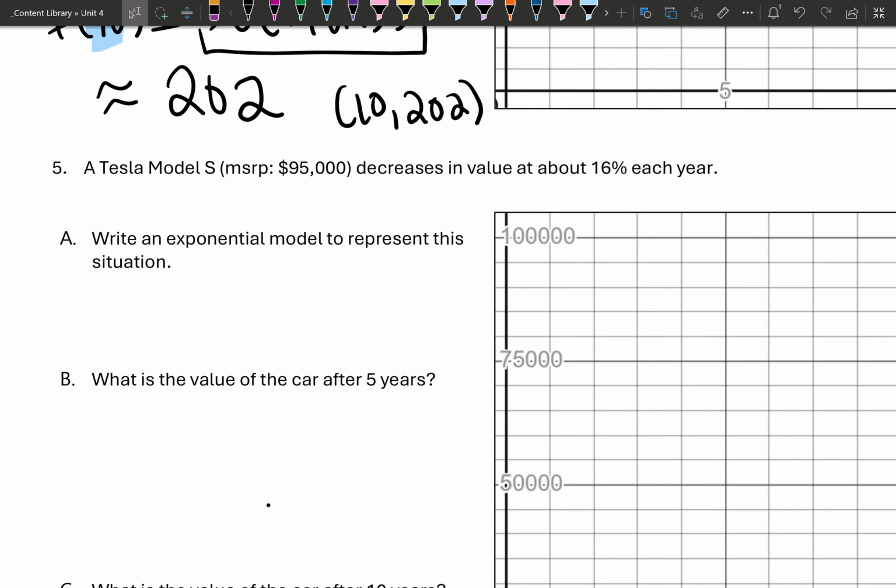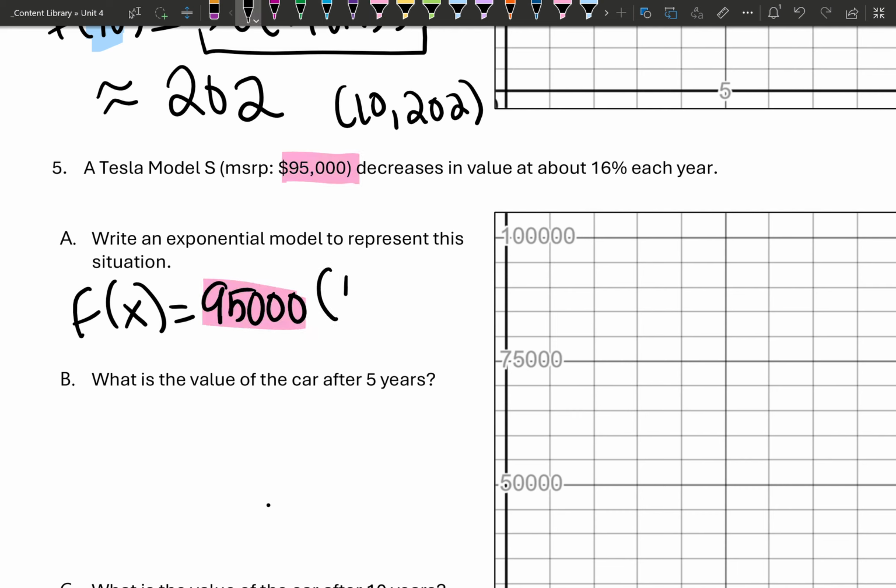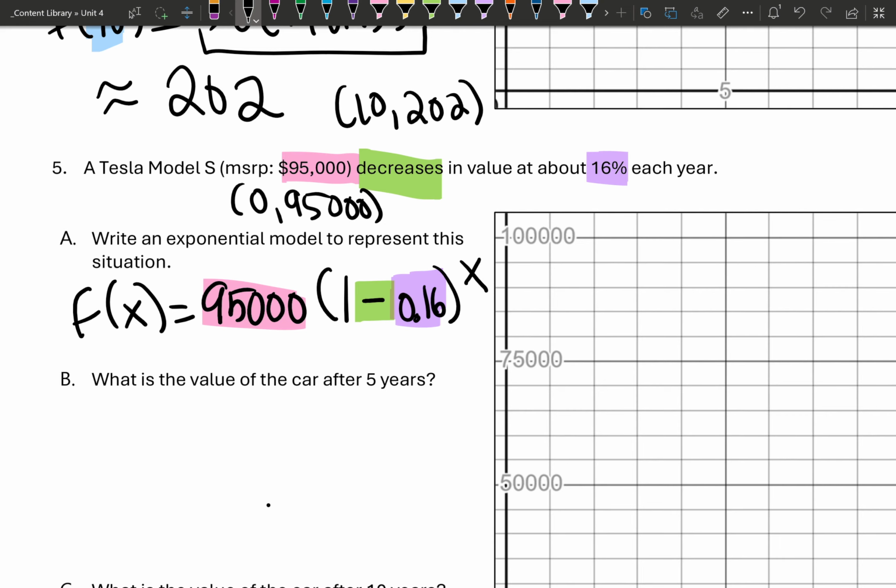Anyways, let's write a model for this situation. Got f of x equals $95,000 because that's where it starts. And it decreases in value, so I'm going to be subtracting. And I'm going to put 16 as a decimal, 0.16 to the power of x. Now remember, we already got our y-intercept here, 95,000, because that's the starting point.